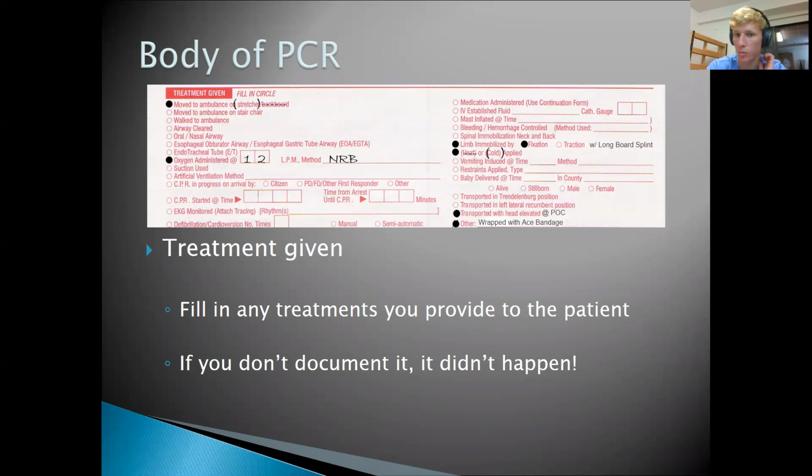So these are bubbles you'll fill in for your treatment. We have moved on stretcher, head elevated, position of comfort, oxygen administered, limb immobilized with longboard, splint, and cold packs. POC is position of comfort.